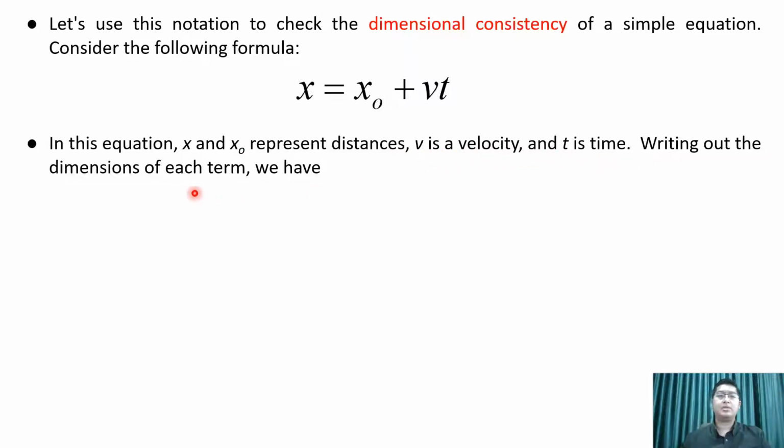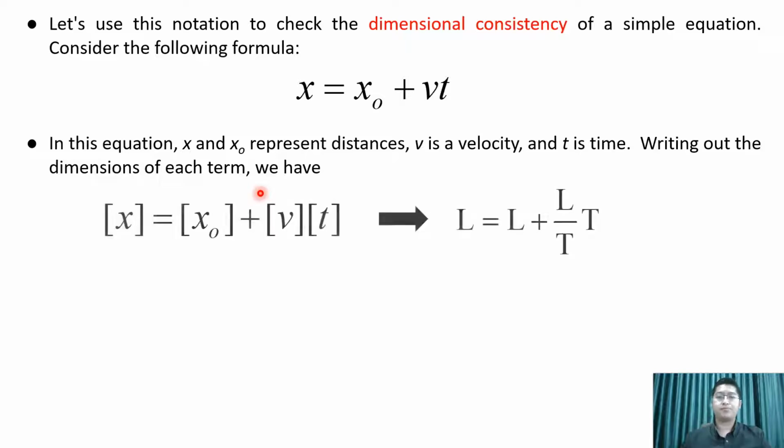Writing out the dimensions of each term, we have [x] equals [s naught] plus [v][t]. It becomes the dimension of each quantity: the length equals length plus length over time times time.